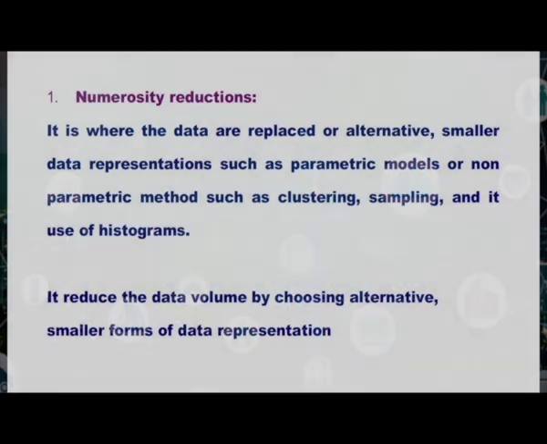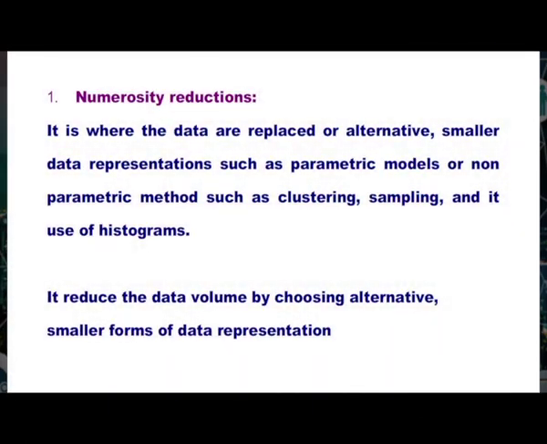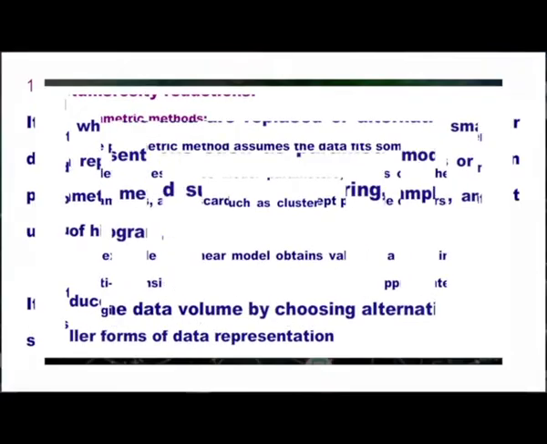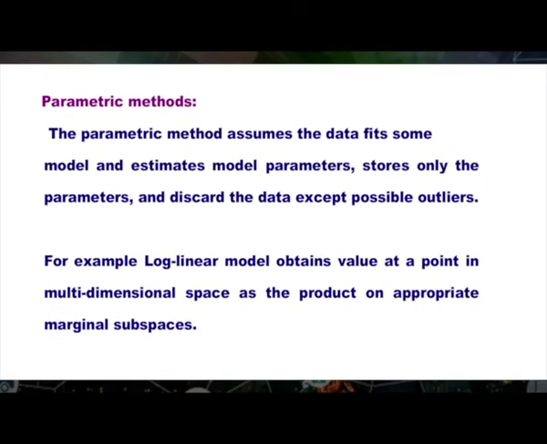It is where the data are replaced by alternative smaller data representations such as parametric models or non-parametric methods such as clustering, sampling and use of histograms. It reduces the data volume by choosing alternative smaller forms of data representation. The next technique is parametric methods. The parametric method assumes the data fits some model and estimates model parameters, stores only the parameters and discards the data except the possible outliers.